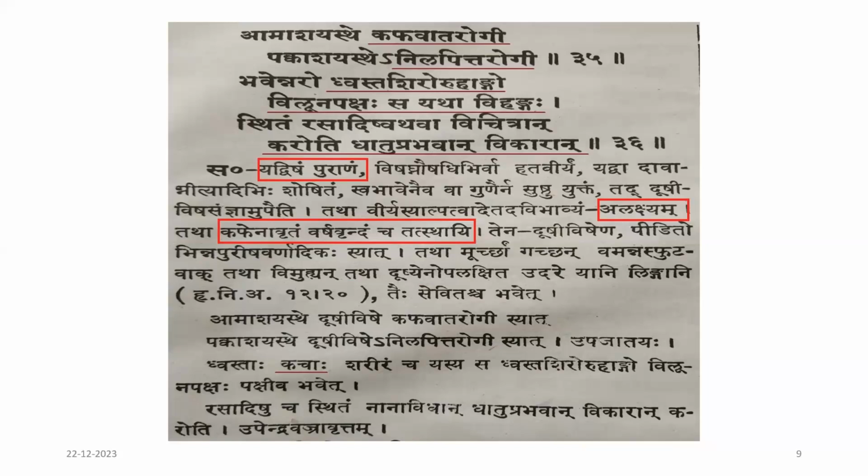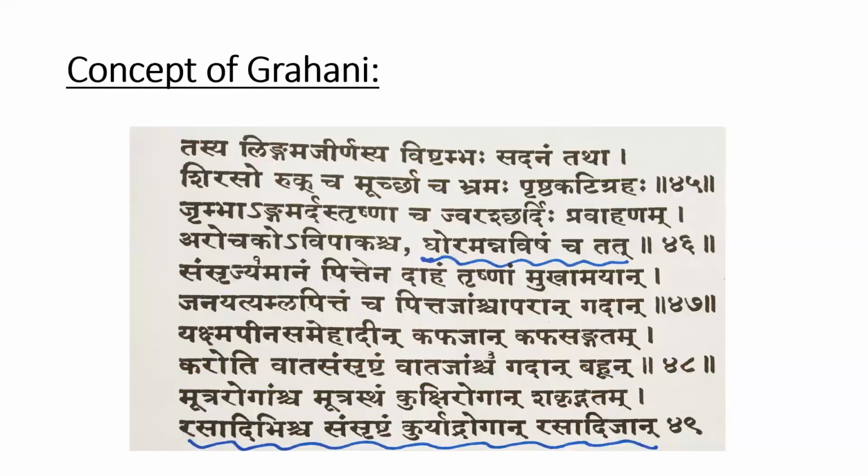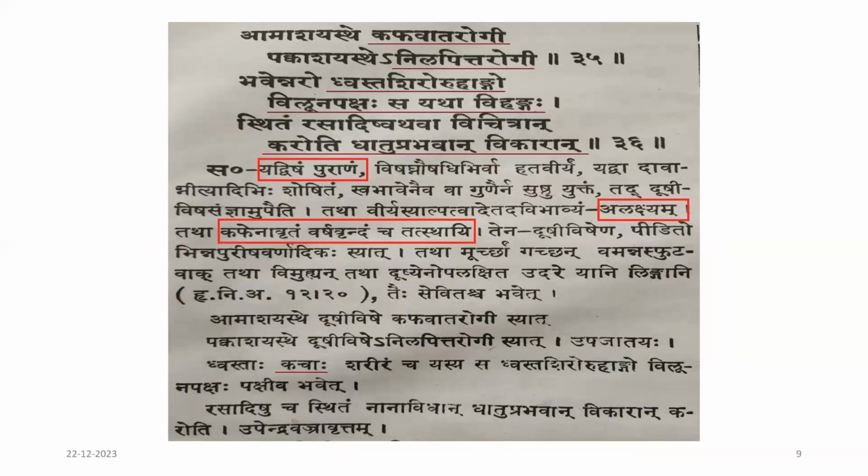The same line is mentioned in Grahani Dosha Chikitsa. See, Sthitam Rasadishvatava Vichitran Karoti Dhatu Prabhavan Vikaran. If I show you directly, see, the last line mentioned in Grahani Dosha Chikitsa, Rasadi Visha Samsrishtan Kuryat Rogan Rasadijan, and in Dushi Visha also, Charaka as well as Sushruta are mentioning the same thing. Rasadi Shvatva Vichitran. Once that Visha enters into the Rasadhatu, various manifestations can develop. Skin is one among them.